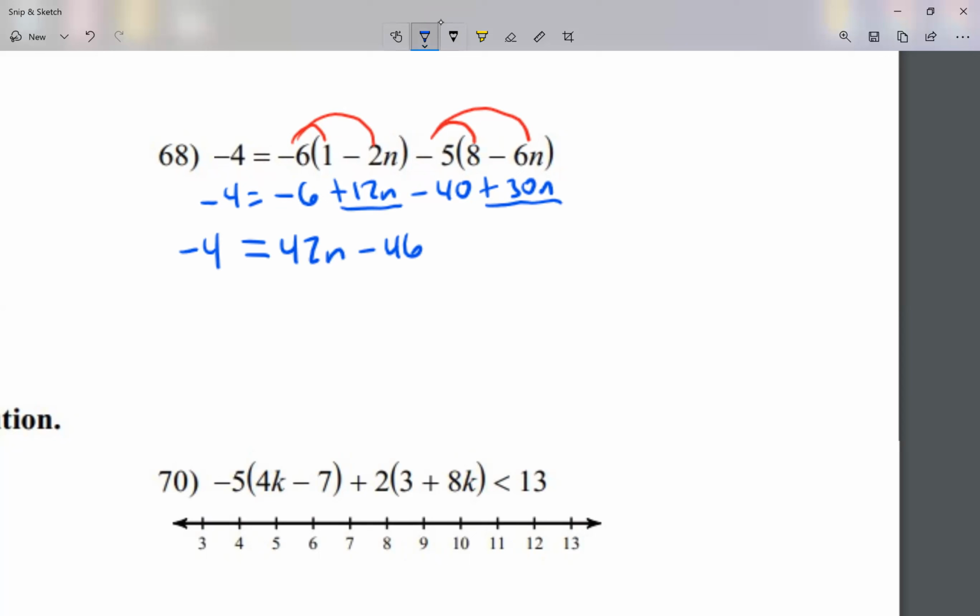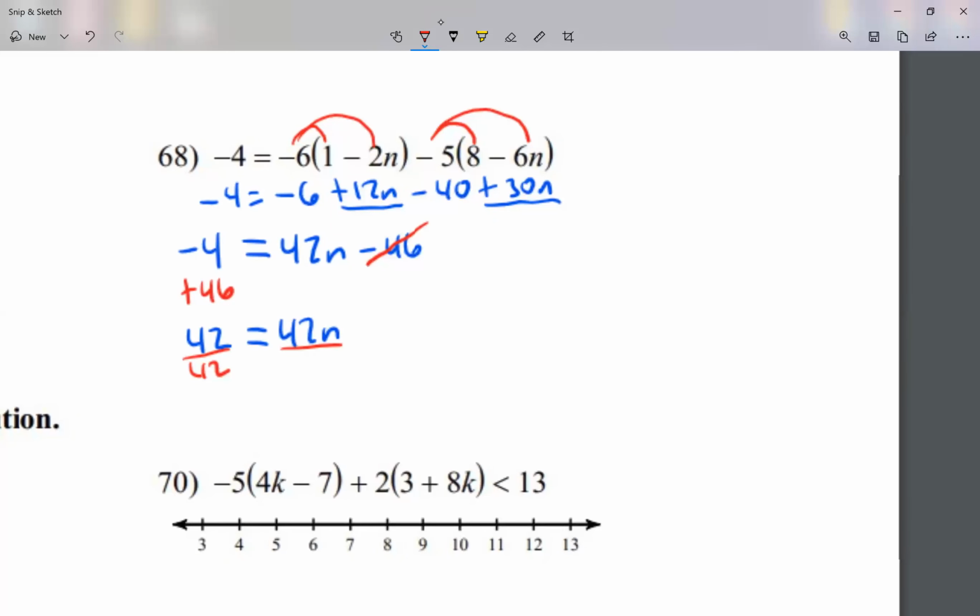All right, letters on one side. I'm going to leave my n on the right side of the equal sign. So anything that doesn't have an n, I'm going to move it to the left side. So this minus 46, let me move it over as a plus 46. On the left side, negative 4, positive 46, signs are different. Subtract, keep the sign of the larger one. That's positive 42. On the right side, I have 42n. Let me divide by the number in front of n. So let me divide by 42. That's going to give me n by itself. 42 divided by 42 is 1.